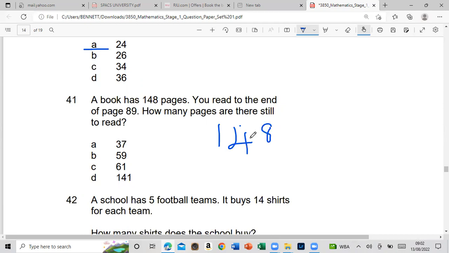So you have a total of 148 pages and you read 89. So how many more are left to read? So 9 from 8 you can't. So you borrow 1. So that would give you 7. Then 9 from 18 is 9. Right? And then 8 from 13, 5. It's correct, 59. All right, let's move on to 42.